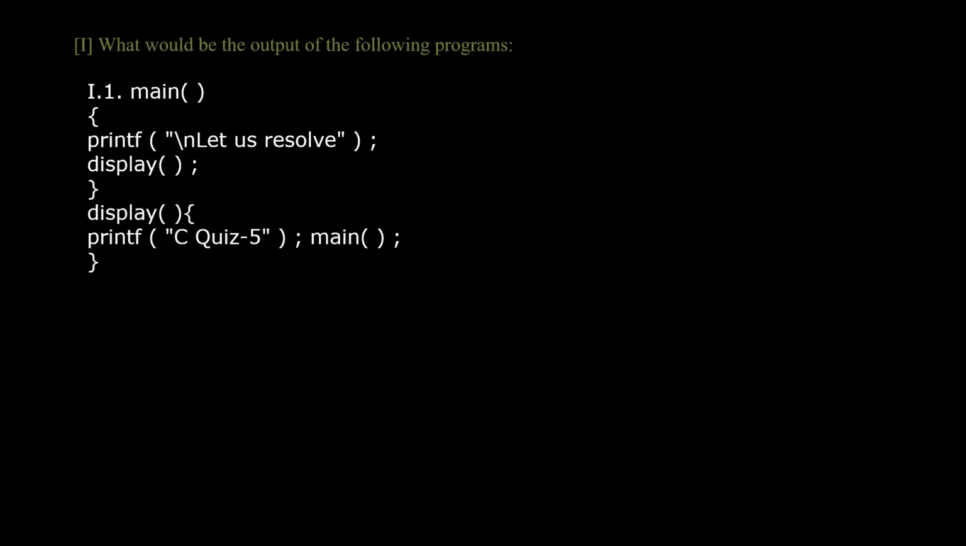First question, let us resolve: display function is called with printf, and again main is called. So from main we are calling display, and again from display we are calling main, and there is no condition here to break this loop. So this is going to print "let us resolve C quiz 5" in an infinite loop.